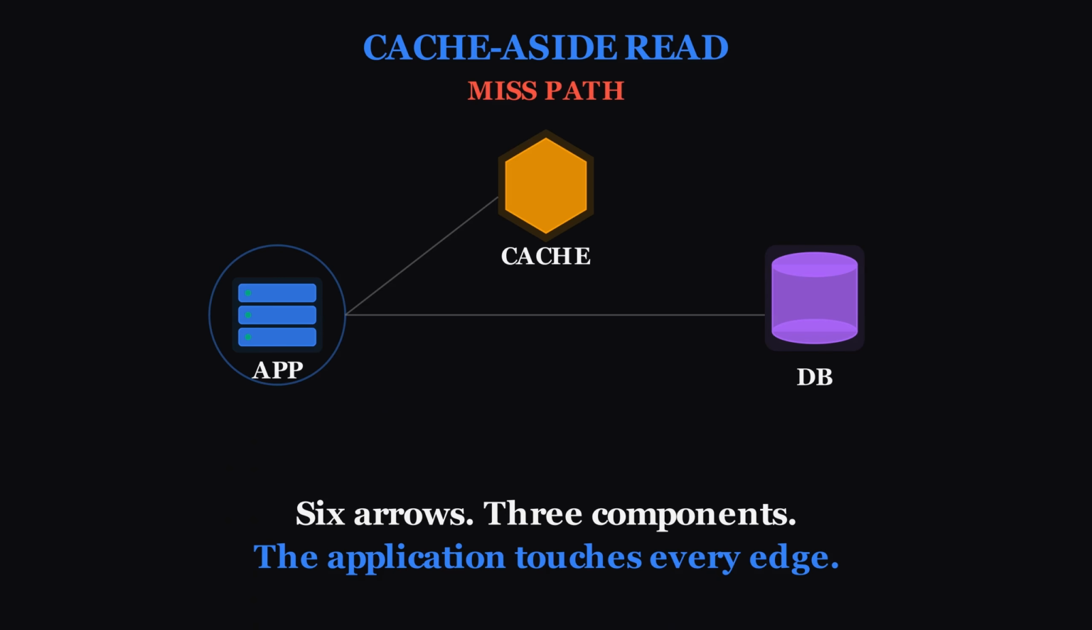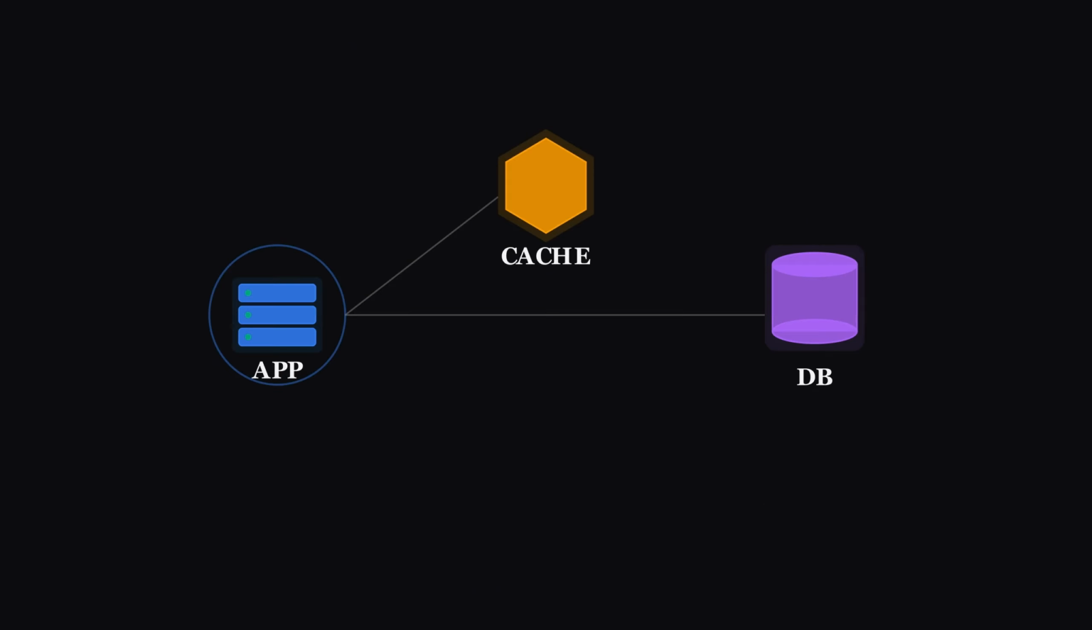Notice what just happened. The application talked to the cache, got told no, talked to the database, then talked back to the cache. 6 arrows, 3 components, and the application is touching every edge. That's cache aside. Writes split into 2 flavors. Both put the application in charge. They differ in what they do to the cache afterward.